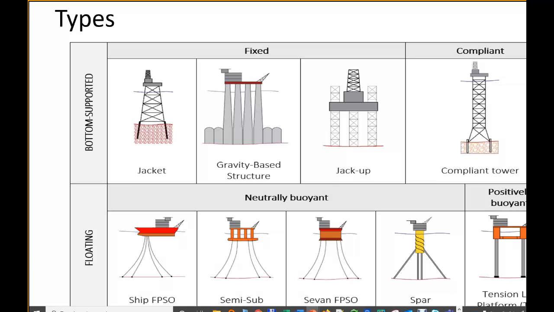So we have FPSO, which stands for floating, production, storage, and offloading. It has a ship shape, basically it is a ship. The structures are usually moored. They have some kind of mooring, either by chains, or ropes, or tethers. They also have some composite materials made out of a mix of plastic and steel. And they control the ballast. That's something very important you have to keep in mind.